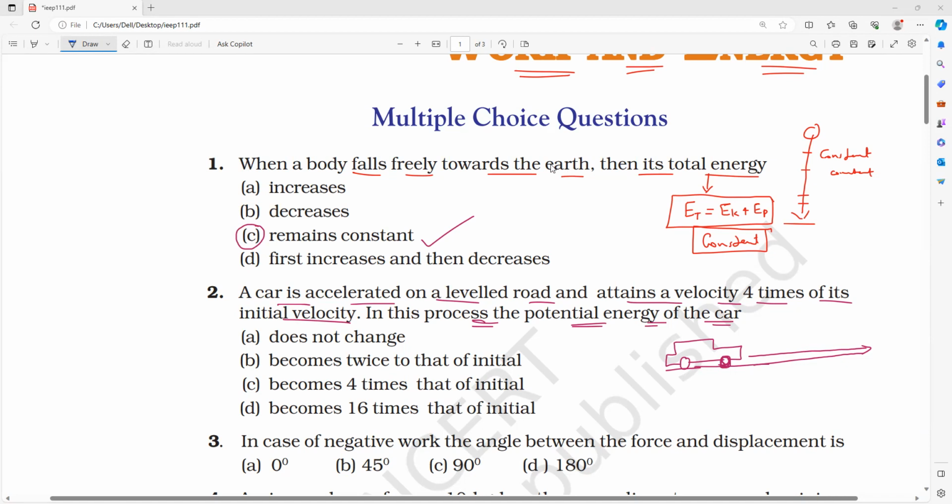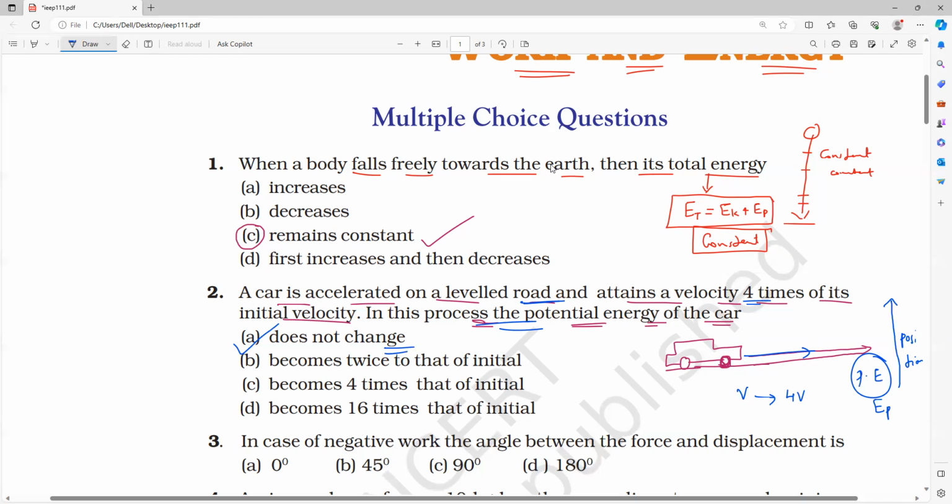The car is traveling on a leveled road and it attains a velocity of 4 times. That's fine, so velocity increases to 4 times. But they are not asking about kinetic energy, they are asking about potential energy. Potential energy changes only by changing its position, meaning height above the ground. It is moving on a leveled road, so the potential energy does not change.